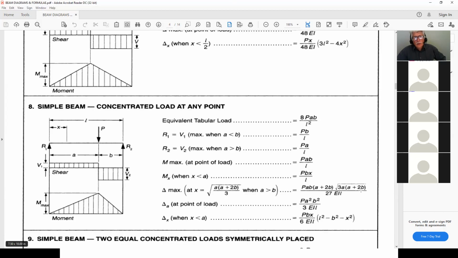So the only thing I need to know here is, of course, the A value, which is 5 meters, the B value, which is 3 meters, P, I don't know, that's what I'm trying to solve for, and the EI, and I know my L is 8 meters. So I'm going to use that equation.